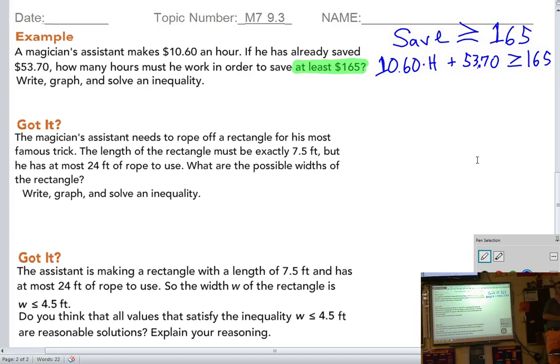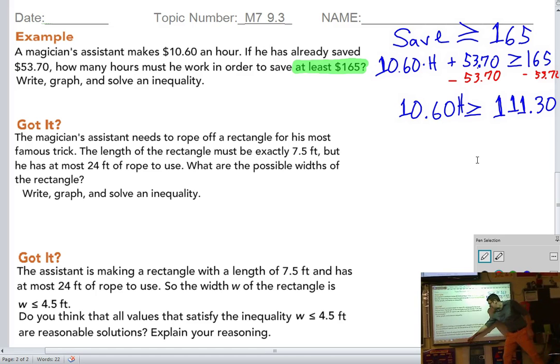Joe, what would be the first thing that you want to do here? Yeah, get rid of the money that he already saved, because we don't need to make that $53.70. We already did. That gives me that the money I need to make hourly, 10.60H, is greater than or equal to $111.30. Then to get the amount of hours by itself, Reagan, last thing we do here? Divide by that 10.60.